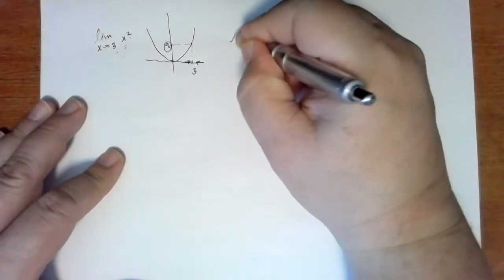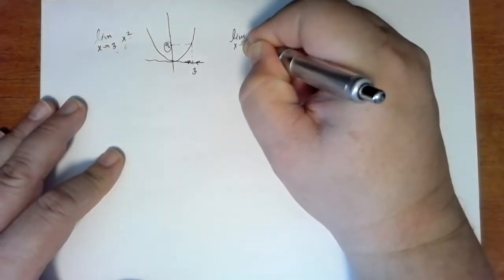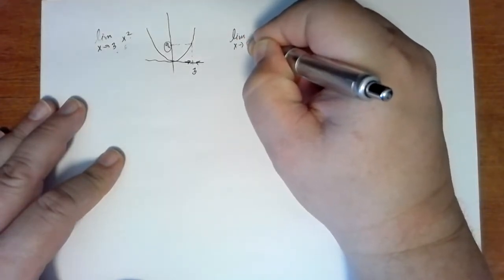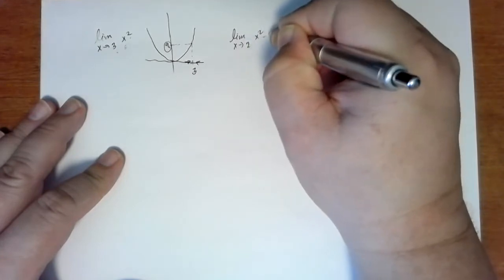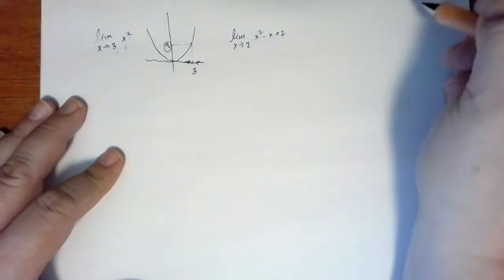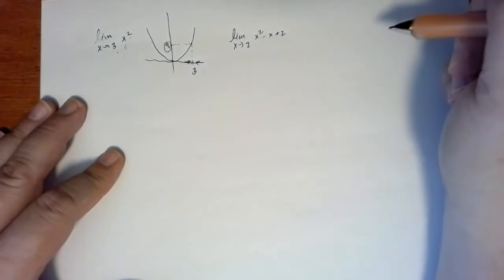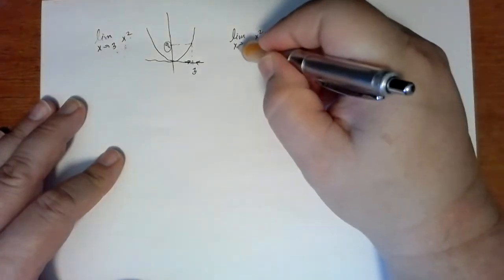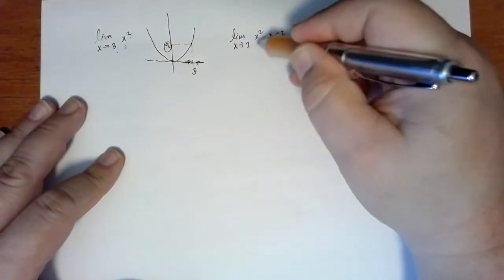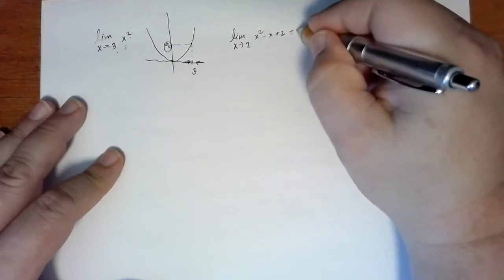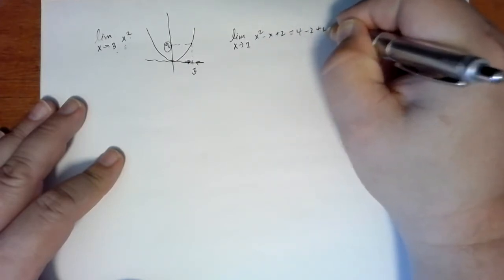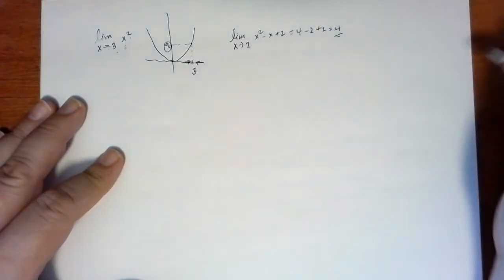Okay, so another example we had earlier: the limit as x approaches 2 of x squared minus x plus 2. We showed that that was 4 geometrically last time. So in this case, if we just put in 2, we get 4 minus 2 plus 2. And so that's equal to 4.